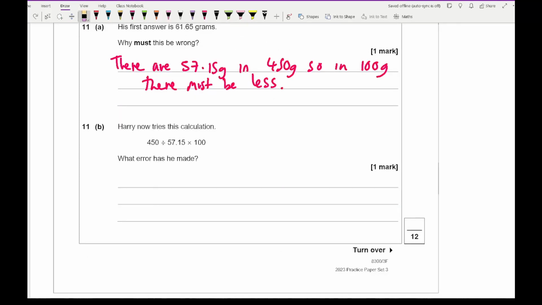So then moving on to 11b, it says Harry now tries this calculation. He's got 450 divided by 57.15 multiplied by 100. What error has he made? Well, basically he's got these two numbers here the wrong way around. So it should be 57.15 divided by 450 multiplied by 100.